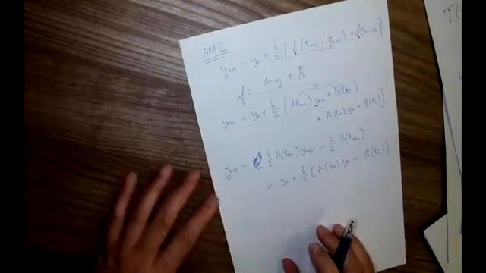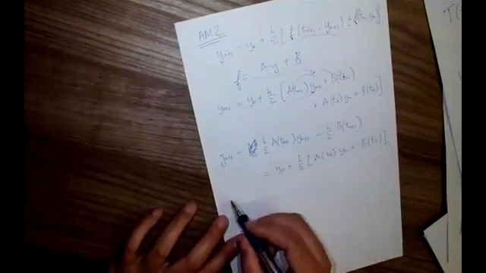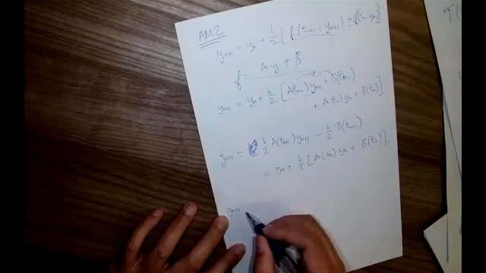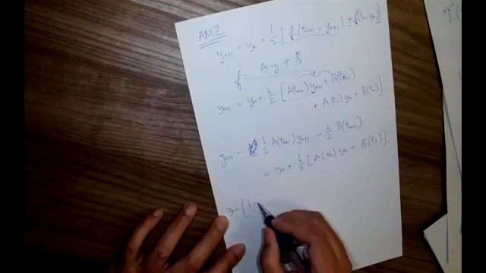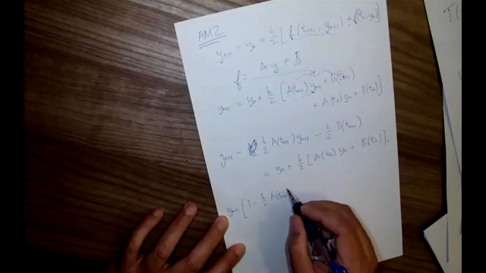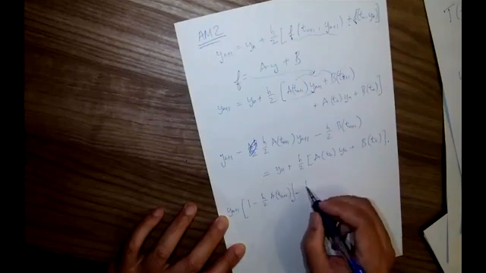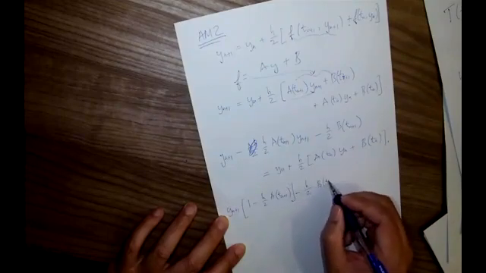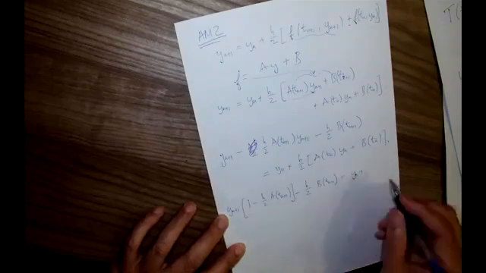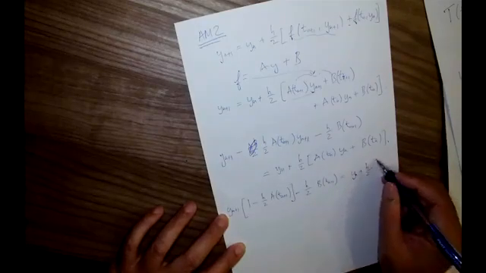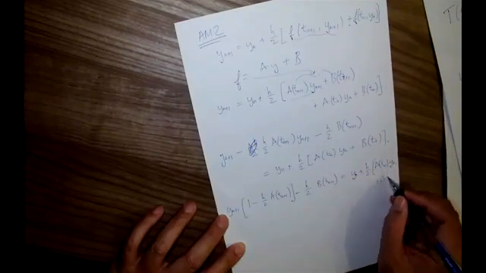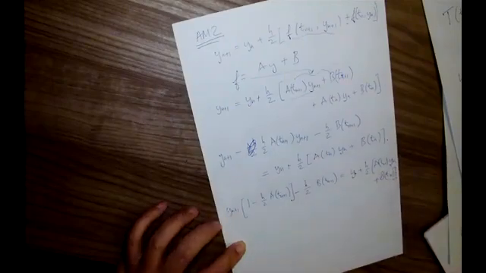And now you can take y_{n+1} to be the common term. So you get 1 minus h over 2 a(t_{n+1}), times y_{n+1}, minus h over 2 b(t_{n+1}), equals y_n plus h over 2 a(t_n) y_n plus b(t_n).